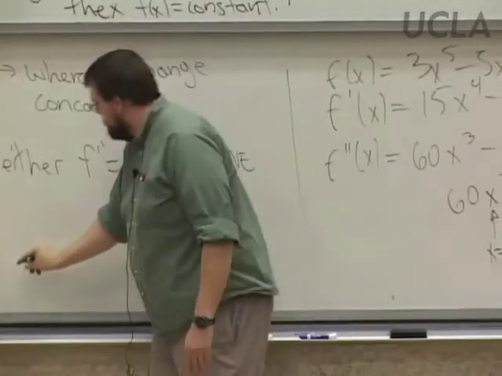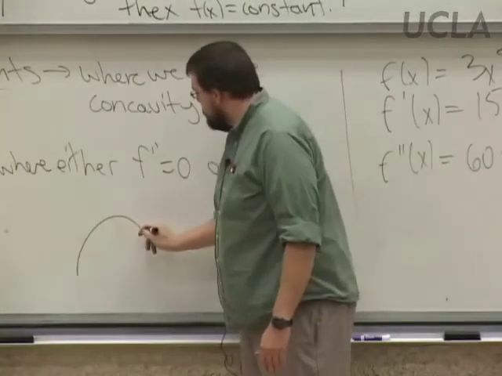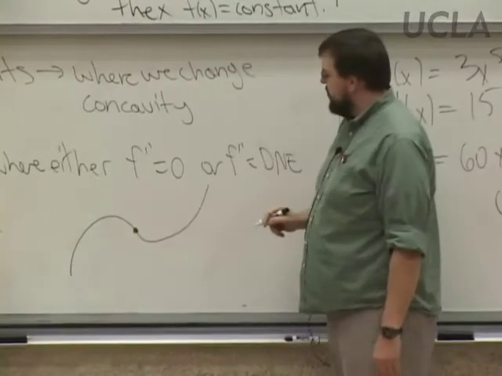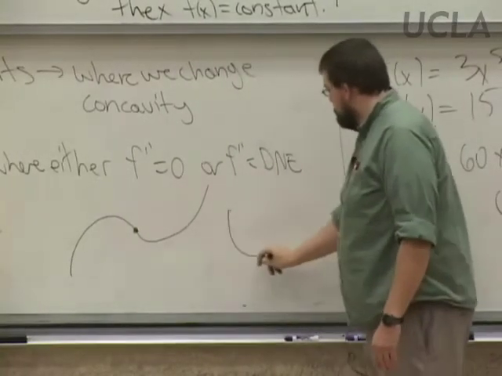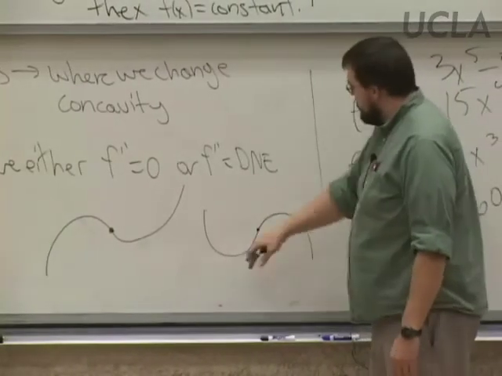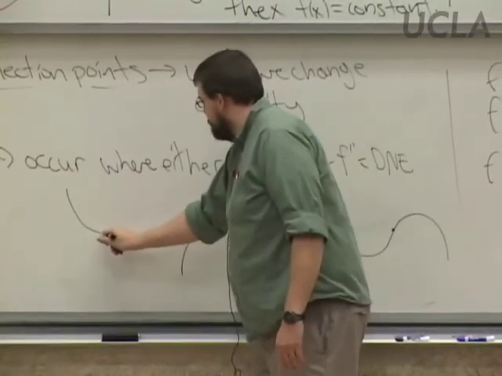I should have drawn a picture here. So what does an inflection point look like? Well, it could be that you're first concave down, and then you have a point of inflection, and you're concave up. You might look something like that. Or vice versa, you could be concave up and go to concave down. There are all sorts of ways to do it. Concave up, concave down.